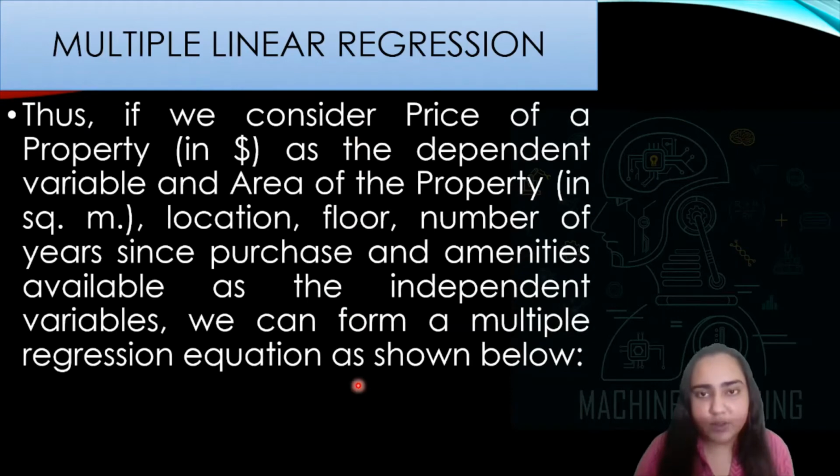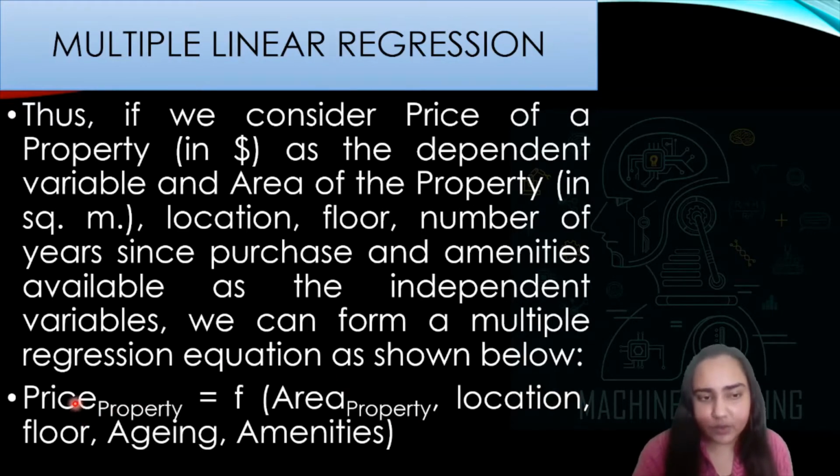Thus, if we consider the price of property in dollars as the dependent variable and area of the property in square meters, location, floor, number of years since purchase, and amenities available as all the independent variables, then we can have a multiple linear regression, which is as below. So you have price of the property, which is equal to the area of the property, location, floor, aging, amenities, all these factors together are going to predict the price. So it's a multiple linear regression. When it's only area and price, it is simple linear regression.